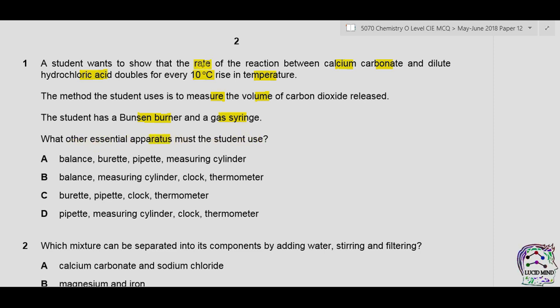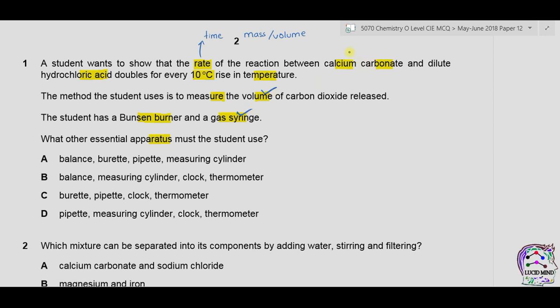In this experiment, the student wants to measure the rate of reaction. Now, rate needs time. It also needs the change in mass or the change in volume. In this experiment, the student measures the change in volume, not the mass. So for this volume of carbon dioxide, we need gas syringe.